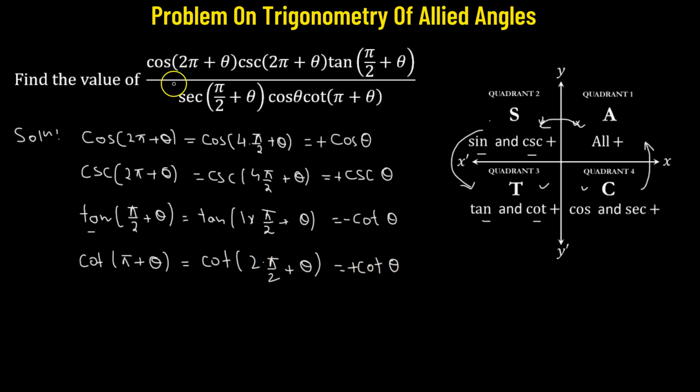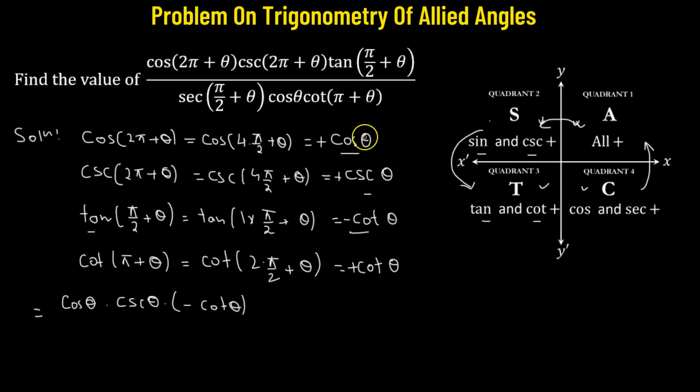Now we can finally replace all the trigonometric ratios with the simplified values in the original expression. We have cosine of 2 pi plus theta, which gets replaced with cosine theta, multiplied by cosecant of 2 pi plus theta, which is simply cosecant of theta. Then we have tangent of pi over 2 plus theta, which will be replaced with negative cotangent of theta.